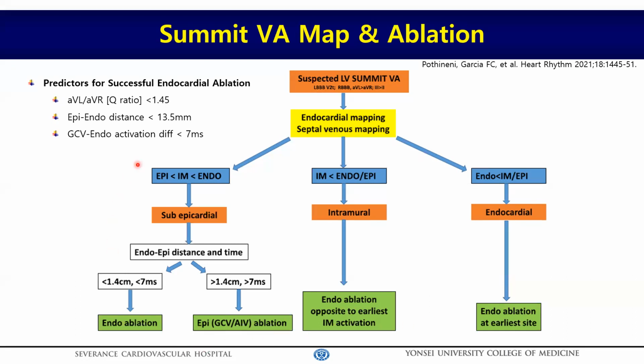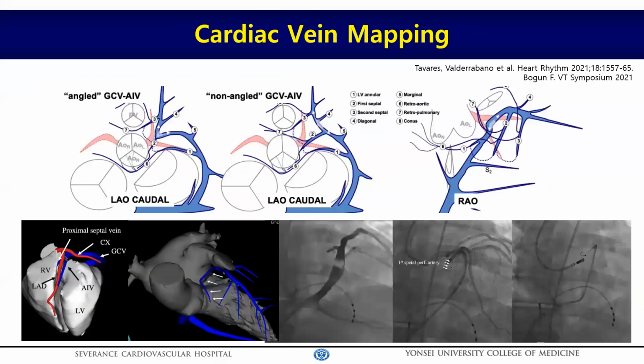If it is a subepicardial focus, you need to map the corresponding endocardial site first. If wall thickness is thinner than 14 millimeters and the time difference is within 7 milliseconds, you can try endocardial ablation first. Otherwise, you need to consider epicardial or coronary venous ablation.